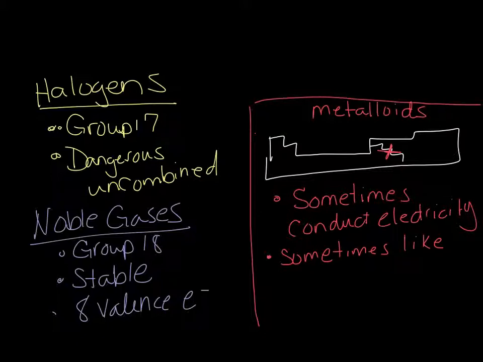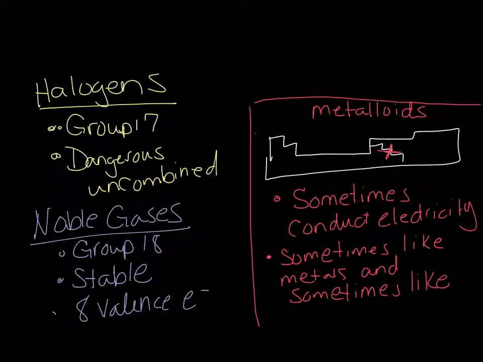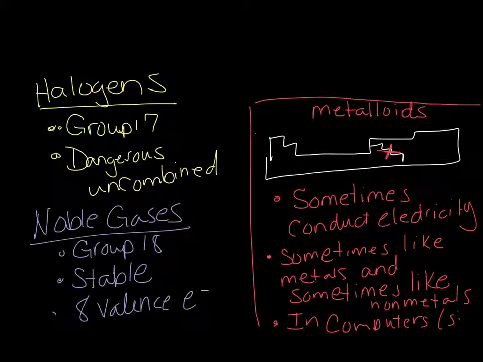So semiconductors are sometimes like metals and sometimes like nonmetals. And we're going to find metalloids in things like computers. And silicon is an example of that. And that's all for our doodle notes on chapter 3, section 4, nonmetals and metalloids.